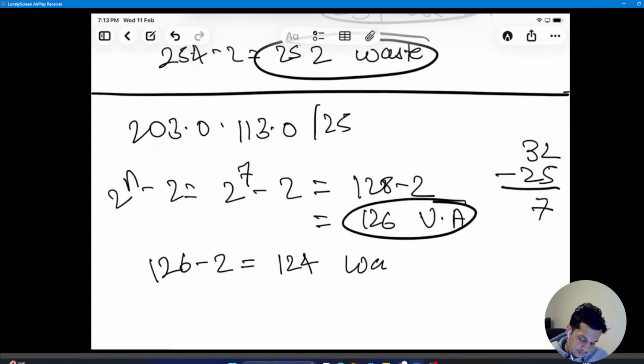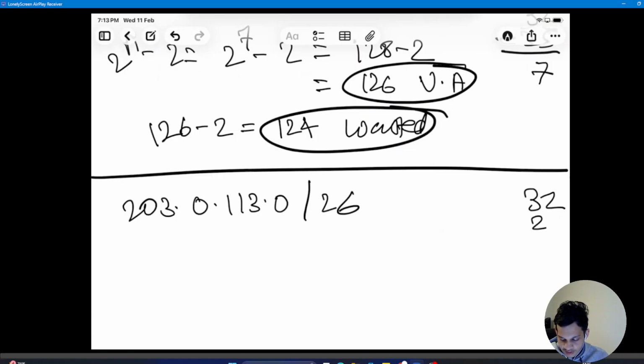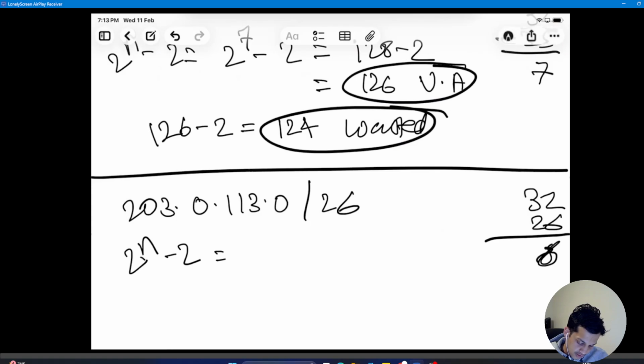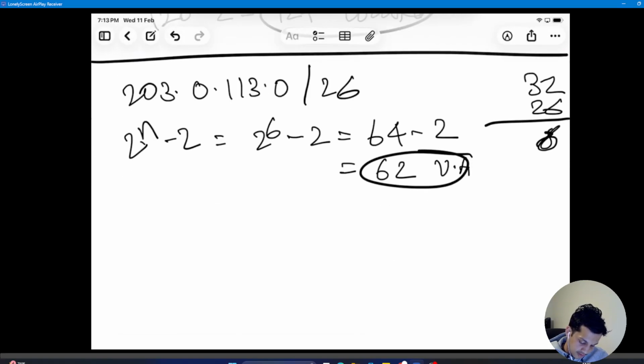So let's go to a smaller subnet, that is /26. 32 minus 26 is 6, and 2 raised to n minus 2, that is 2 raised to 6 minus 2, that is 64 minus 2, which gives 62 usable addresses. But we have a requirement of only 2 addresses. So 62 minus 2, that is 60 addresses being wasted.